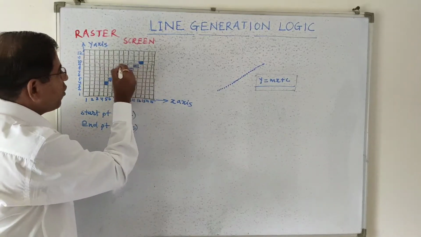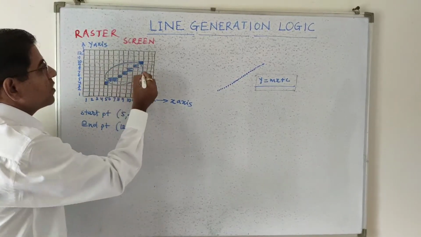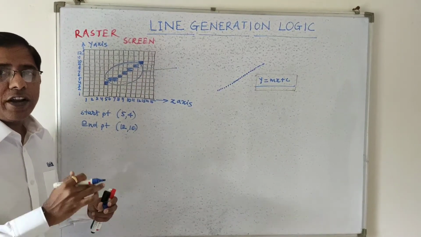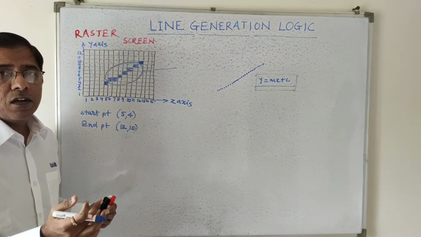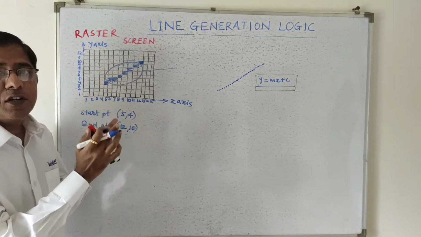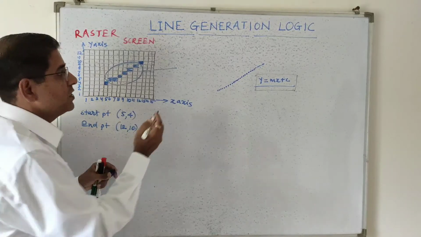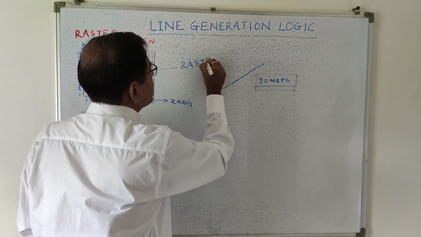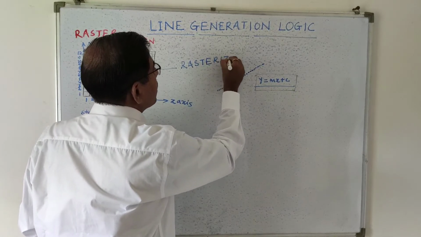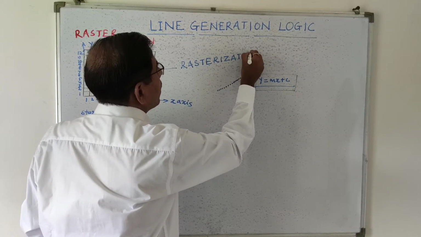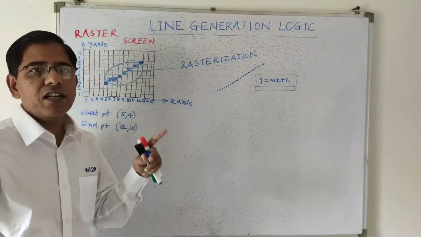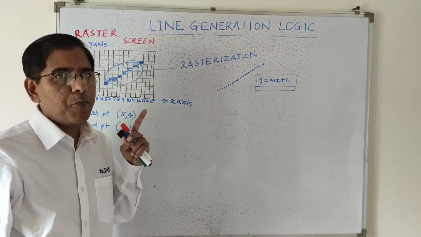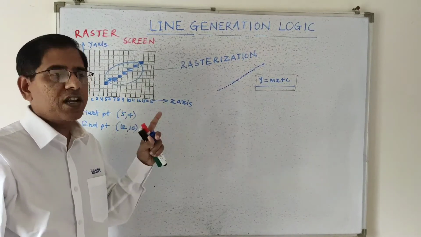So this selection of pixels between a start point and end point, so that a desired line appears on a screen, is called rasterization. What is rasterization? Rasterization is a process of selecting pixels so that a desired line appears on the screen. So that is called rasterization.